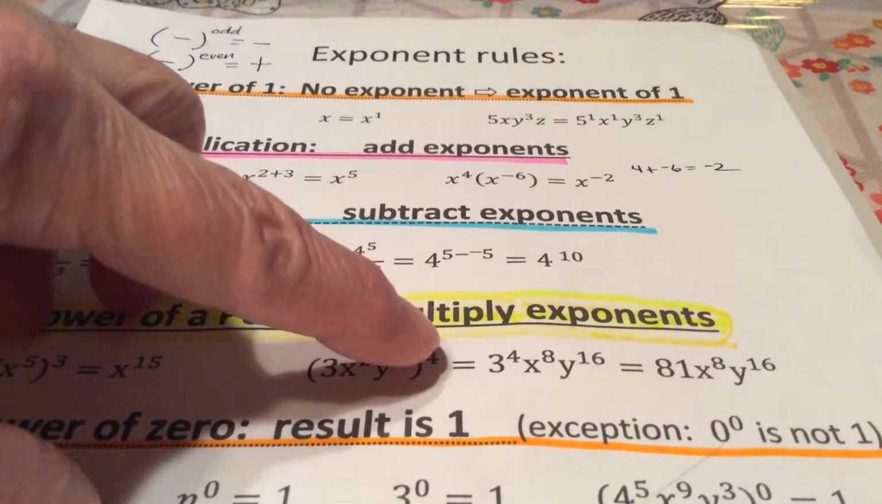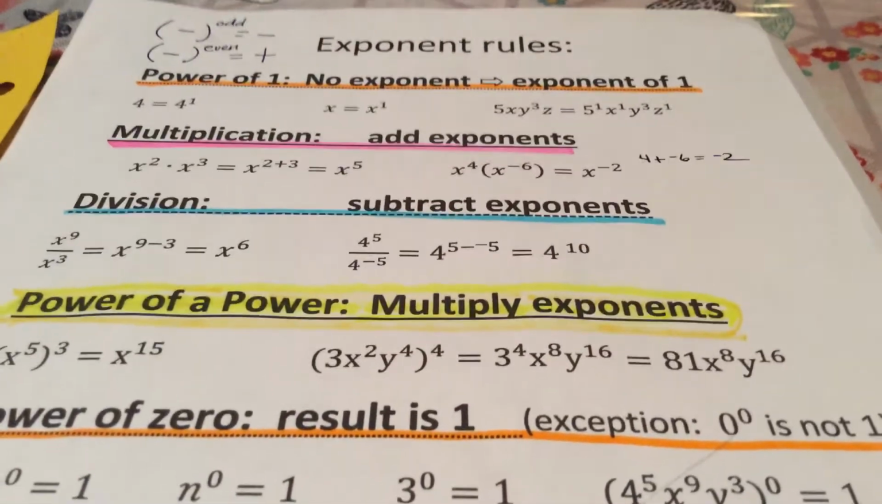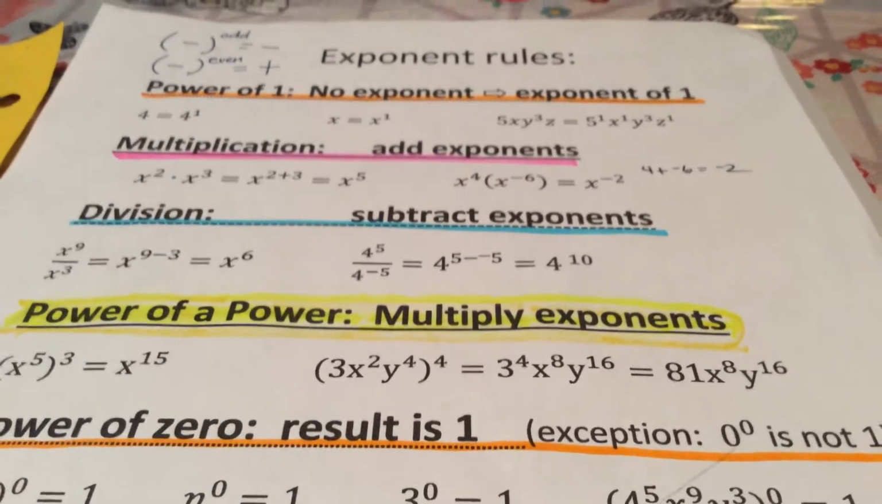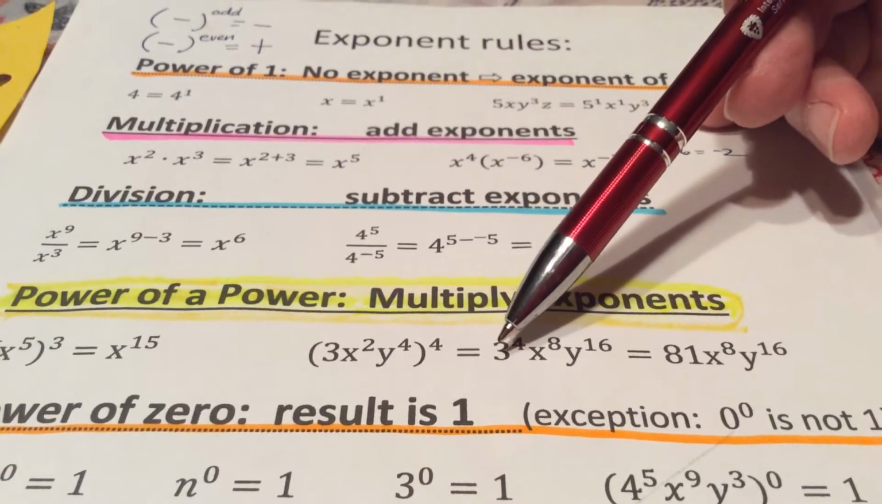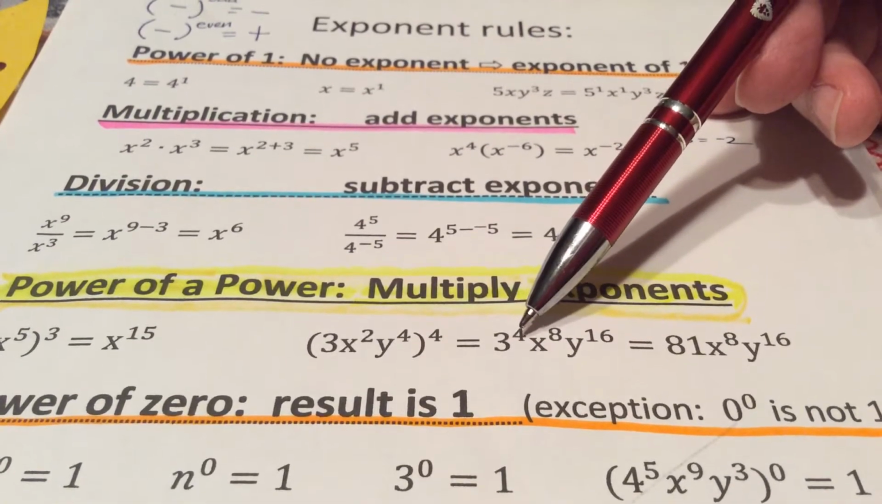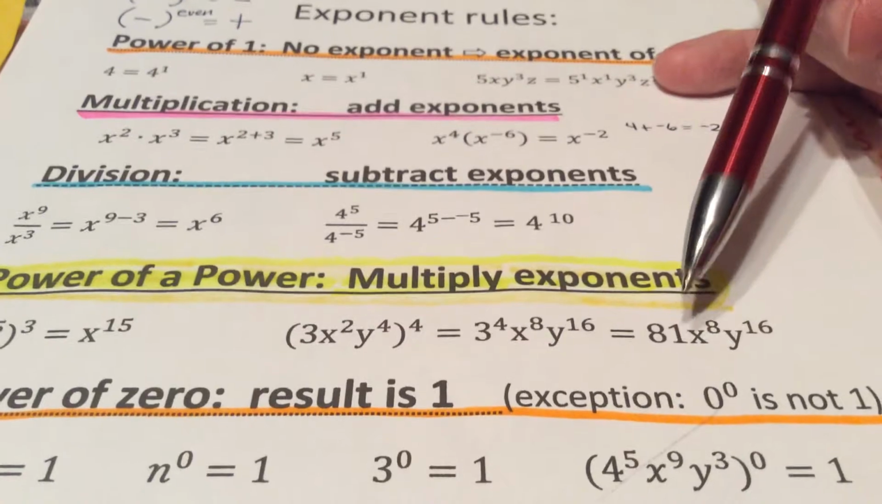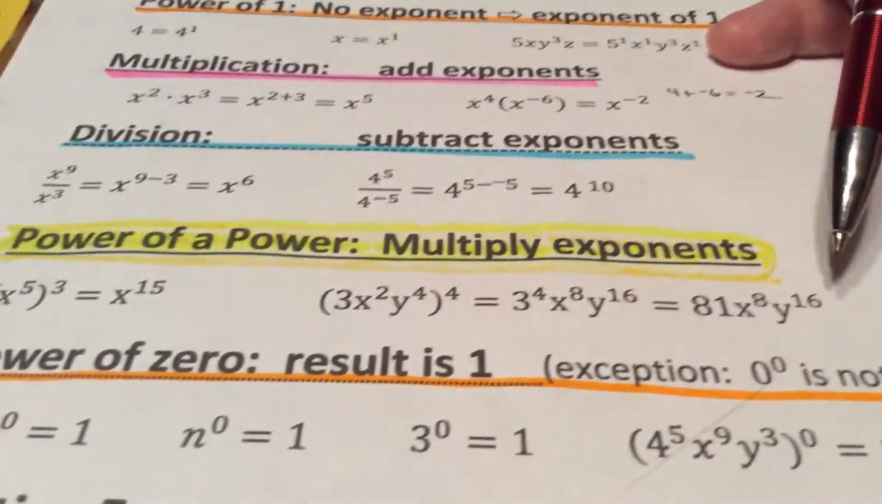And 2 times 4 is 8 on the x. And we take 4 times 4 for the y. 4 times 4 gives us 16. Then we take and put into our calculator 3 to the 4th power, and we calculate that to be 81. X to the 8th, y to the 16th.